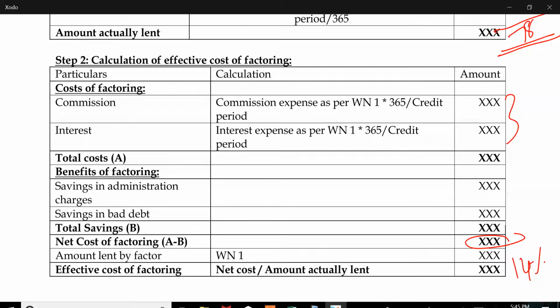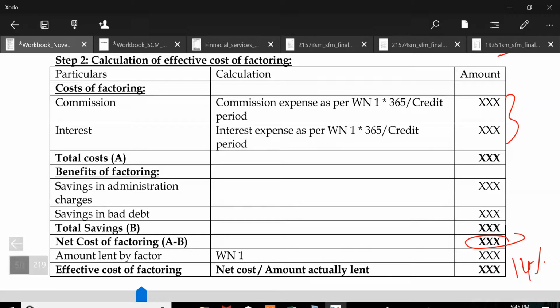So, if the problem specifically asks you for effective cost of factoring, you will have to do this. Otherwise, you just do a cost benefit analysis and then decide whether factoring is giving us money or making us lose money. That is the broad thing we do in this chapter. Let us directly get into problem solving now.